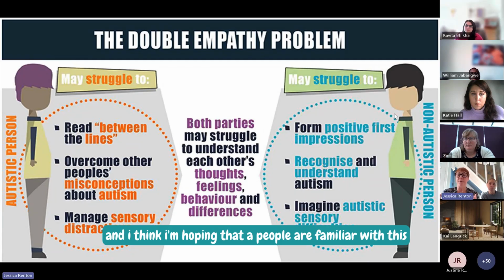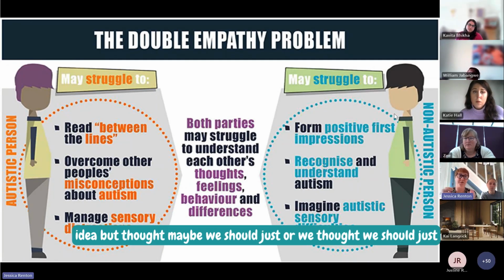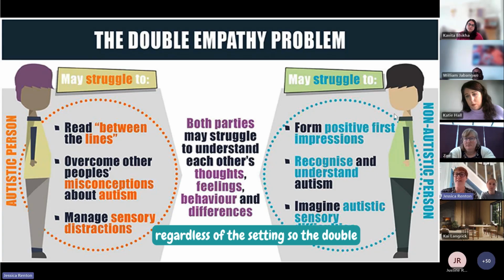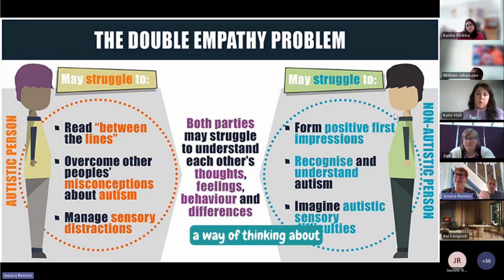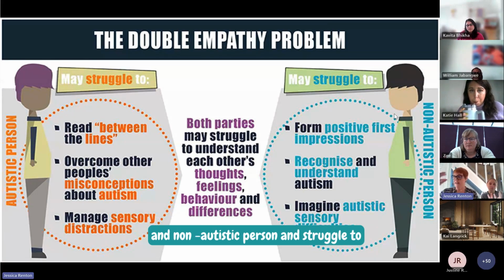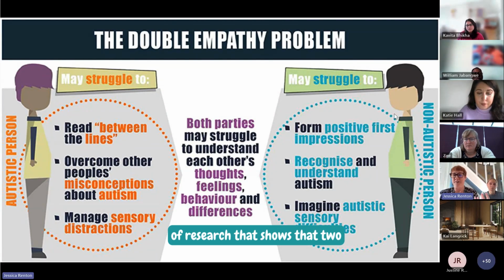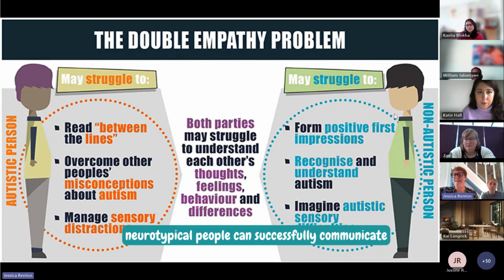And I'm hoping that a lot of people are familiar with this idea, but I thought maybe we should just go through it again, because it's really important and it's really influencing how we think about how we are supporting the autistic population, regardless of the setting. So the double empathy problem is basically a way of thinking about how both parties, an autistic person and a non-autistic person, struggle to understand each other effectively. There's plenty of research that shows that two neurotypical people can successfully communicate the same bit of information between each other. Two autistic people are more likely to be able to communicate the same bit of information successfully, but between each other, that can become really, really difficult.